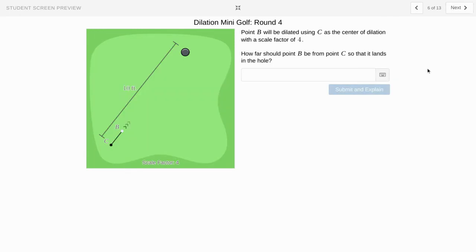All right, this says point B will be dilated using C as the center of dilation with a scale factor of 4. How far should point B be from point C so that it lands in the hole? Well, think about this. We need this to be a scale factor of 4. So how much, if we took 10 feet and we split it up into 4 equal pieces, how far would that be?